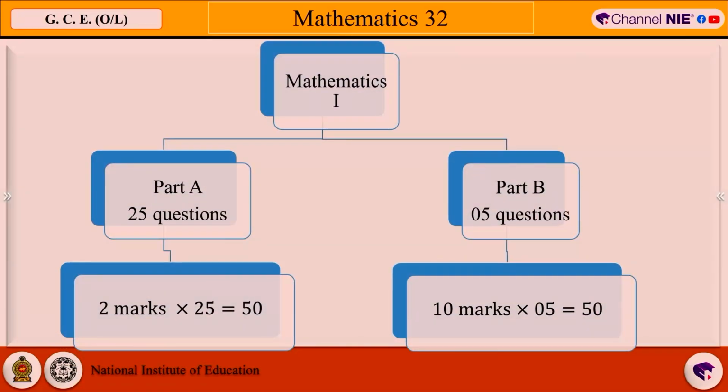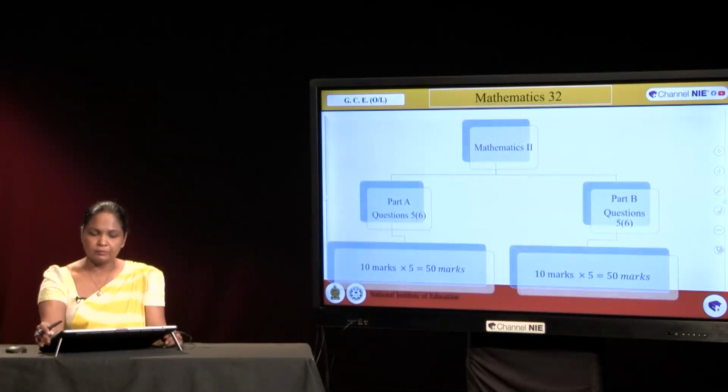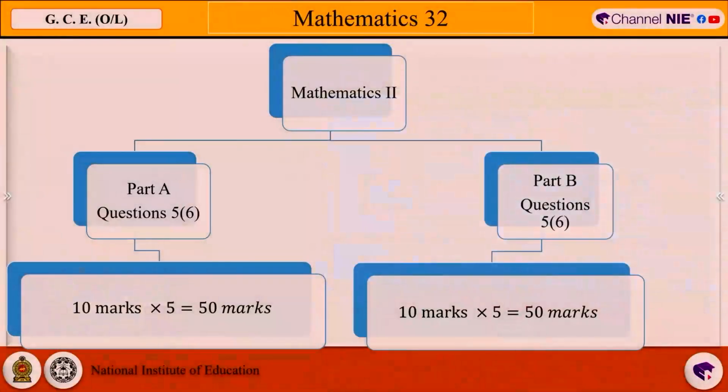For paper 1, you have Part A and Part B. In Part A, you have 25 short questions and a total of 50 marks can be obtained. In Part B, you have 5 structured questions and you can score 50 marks for Part B also. Then a total of 100 marks can be obtained for paper 1. In paper 2, you again have Part A and Part B. In Part A, you have to answer 5 questions out of 6, and in Part B also you have to answer 5 questions out of 6. Each part carries 50 marks, and altogether for the whole paper you will get 100 marks.